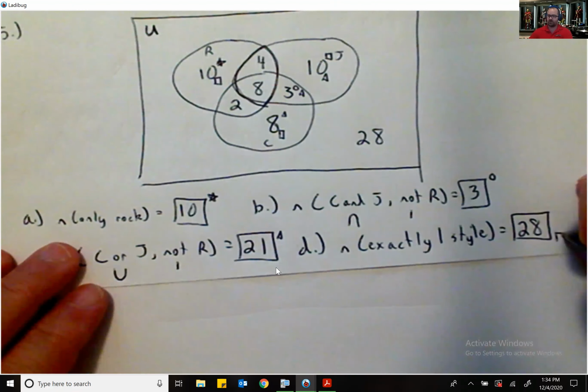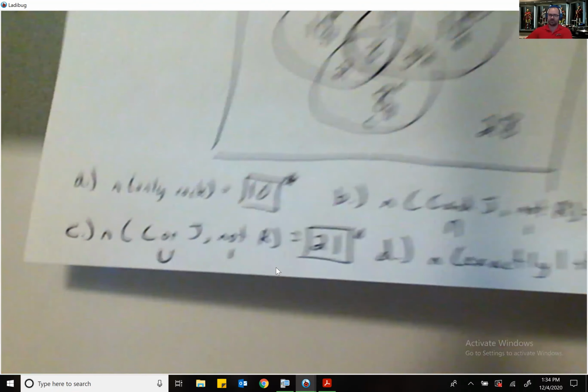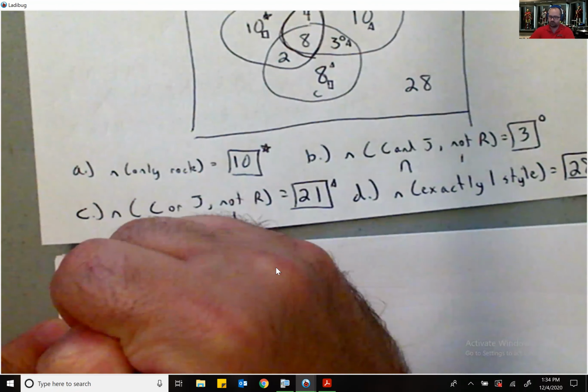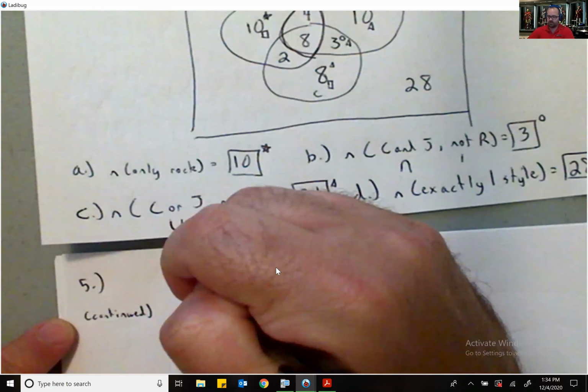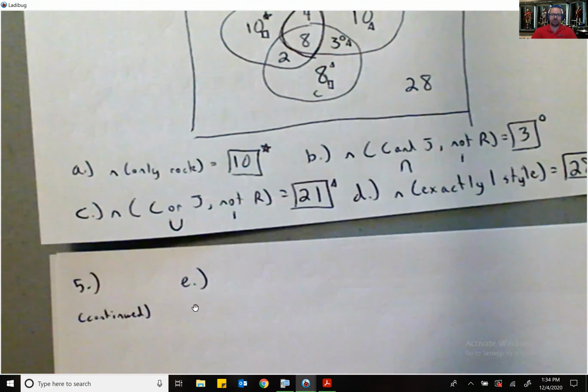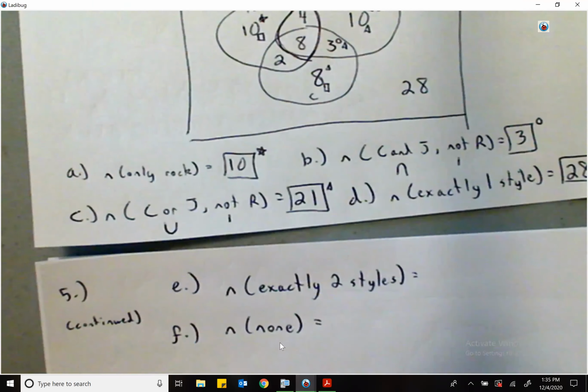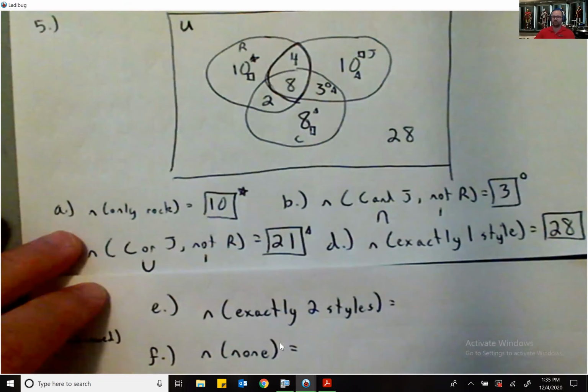Perfect. I ran out of room. We'll do E and F at the top of the next page. So E. E says, how many listen to exactly 2 styles? And then I'm going to write down F right below it so I don't have to come back to this. N is none, which hopefully we know right away.